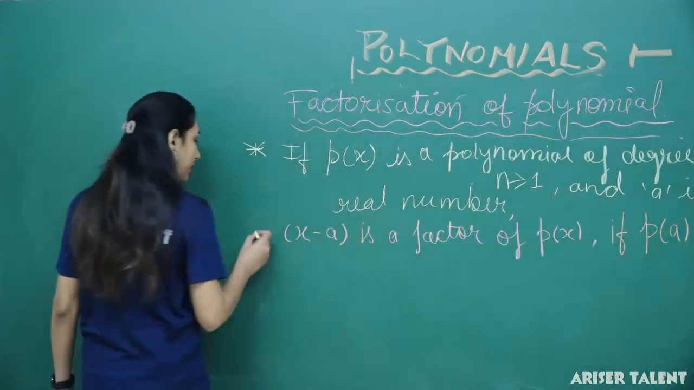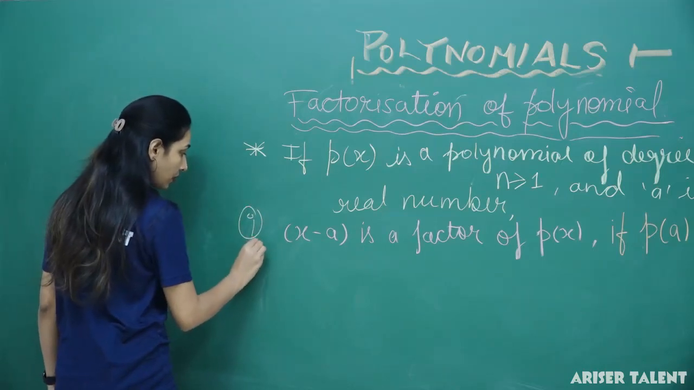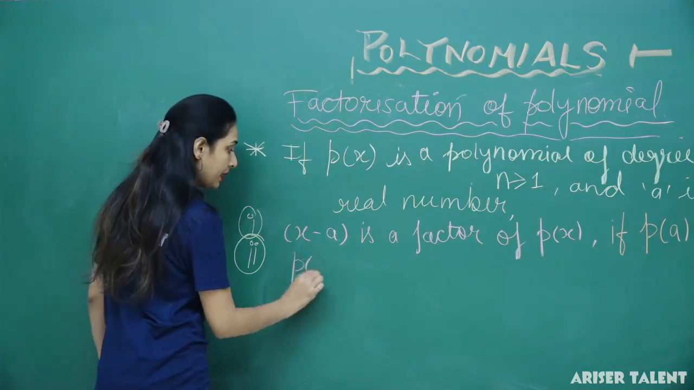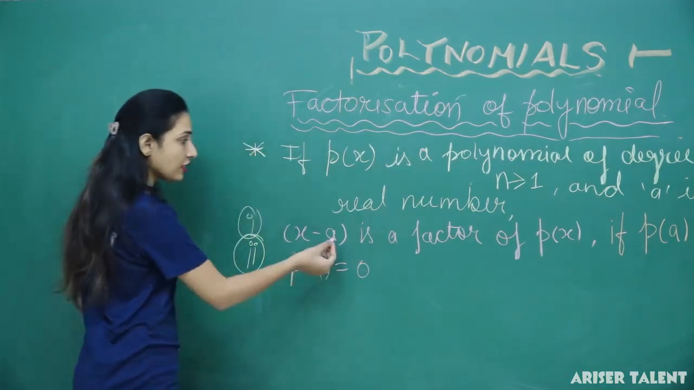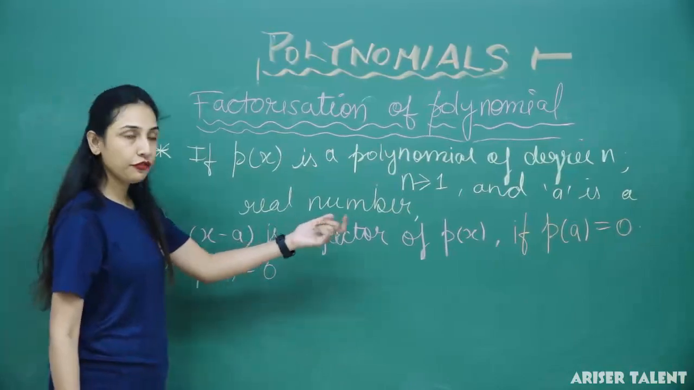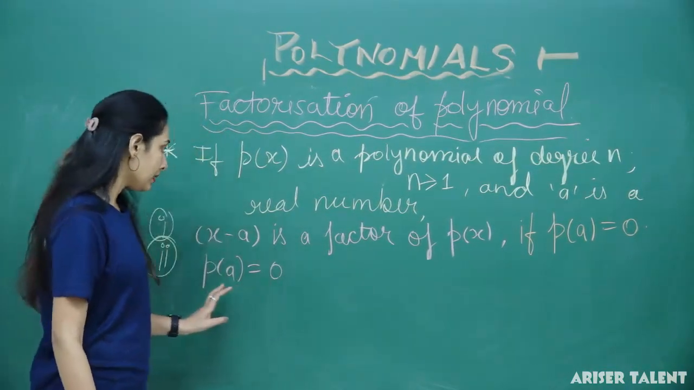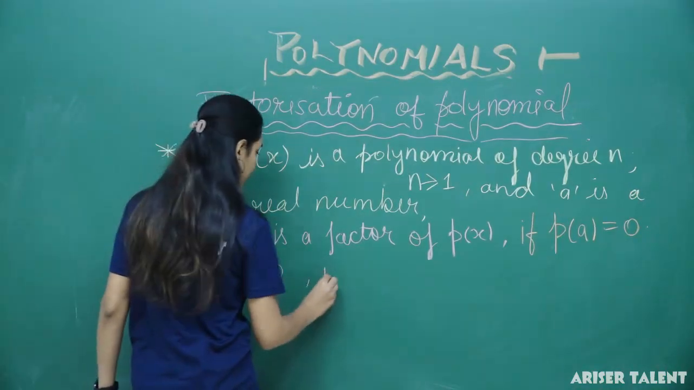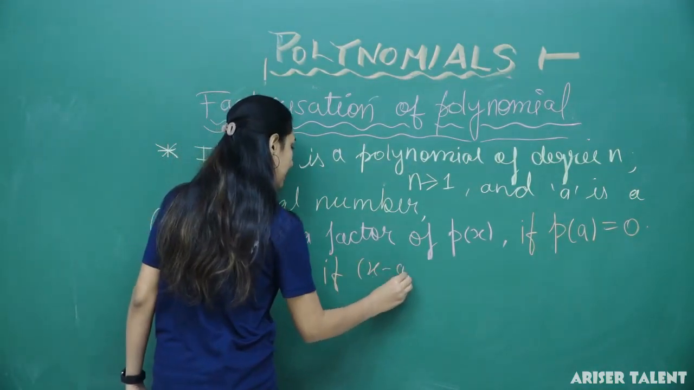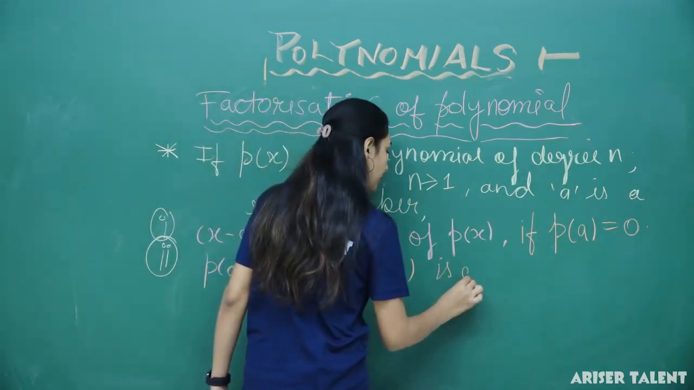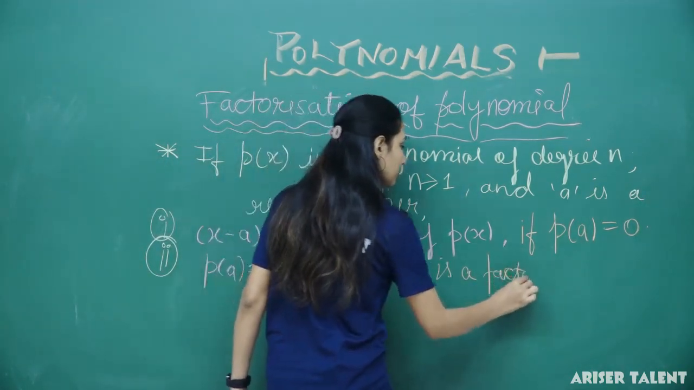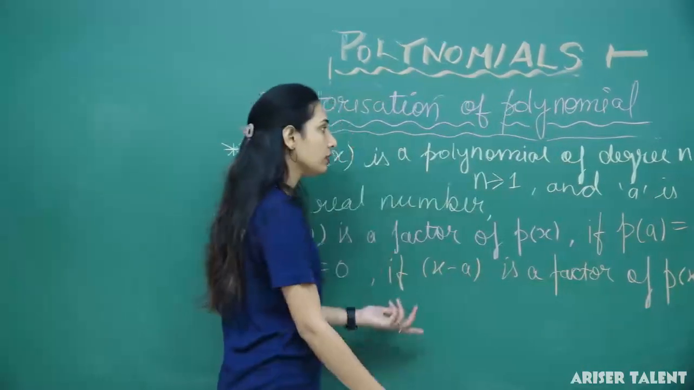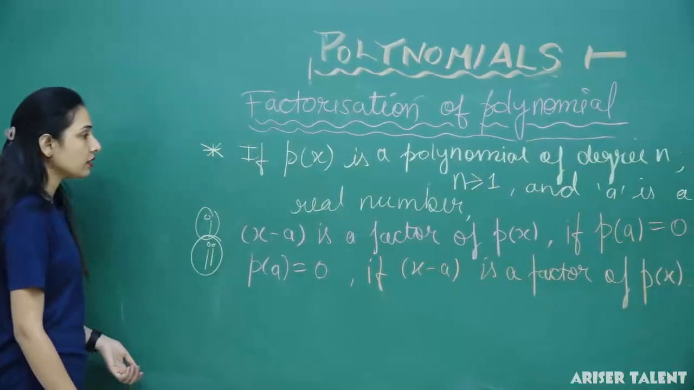This is the first point, and the second point is the reverse of it, nothing else: P(a) equals 0. In the first case, x minus a is a factor of P(x) if P(a) equals 0. In the second case, P(a) equals 0, then x minus a is a factor of P(x). Now what is this P(a)? Now what is this x minus a?